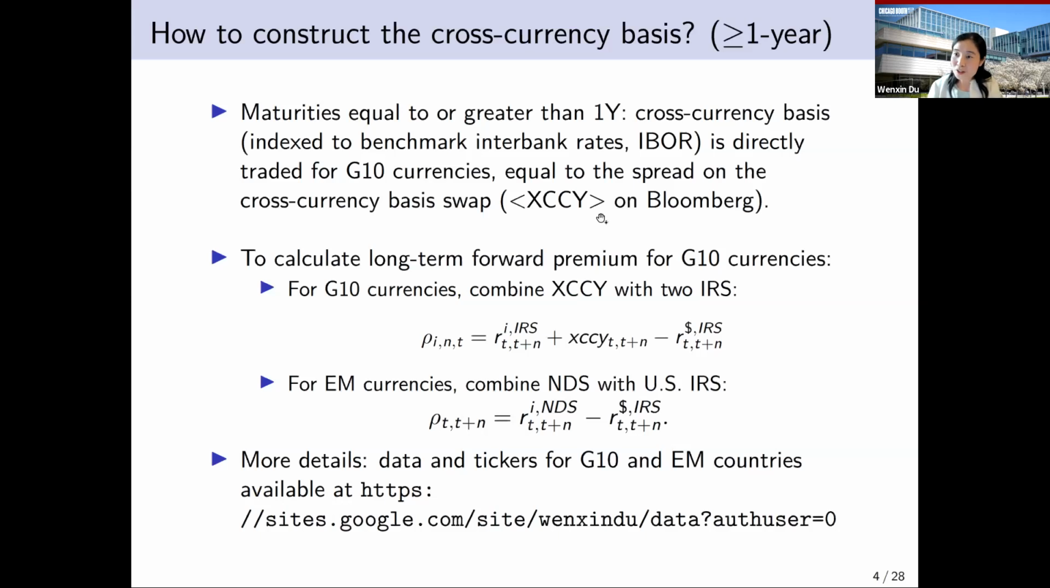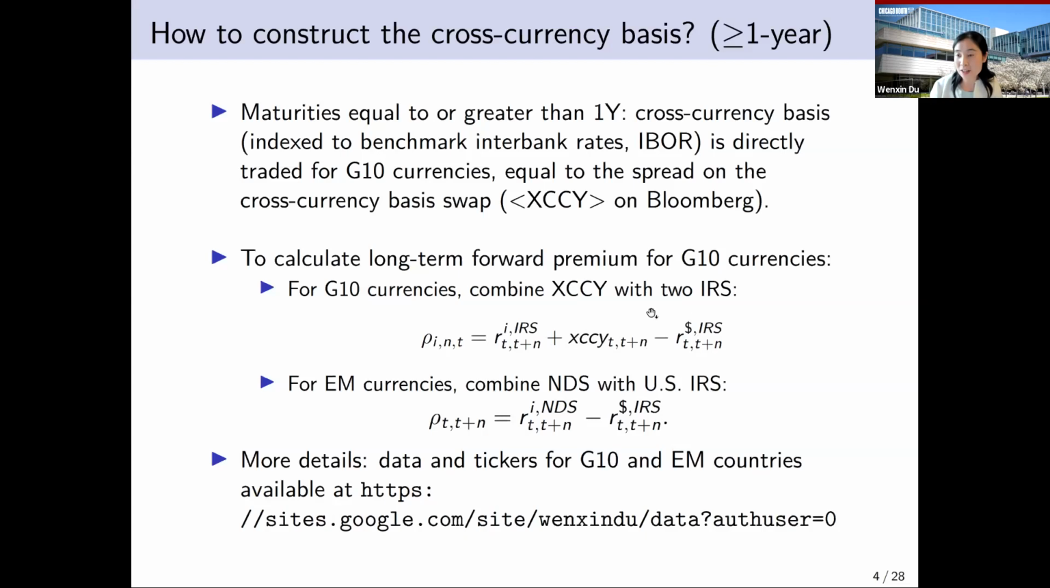So if your goal is not only to know what's the LIBOR deviation for the particular tenor, but you actually want to know what's the forward premium for that particular corresponding maturities, what you need to do is you want to combine these LIBOR cross-currency bases between the two currencies with the two plain vanilla interest rate swaps in the respective currency. Okay, so essentially you have a collection of 3 swaps.